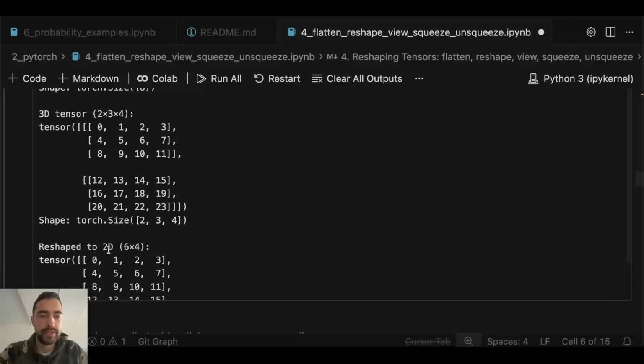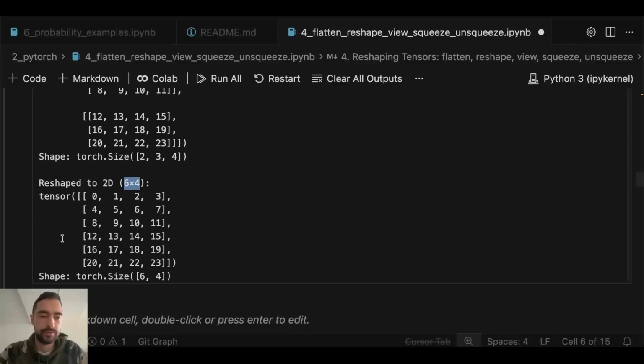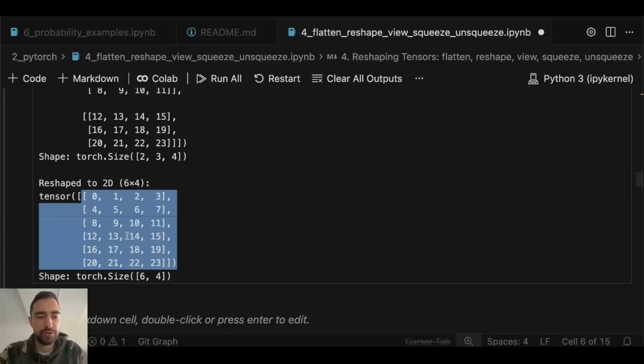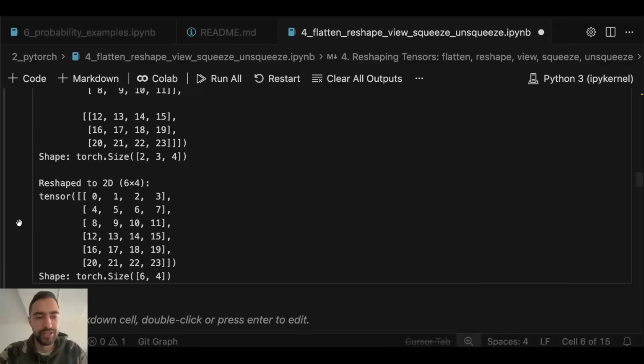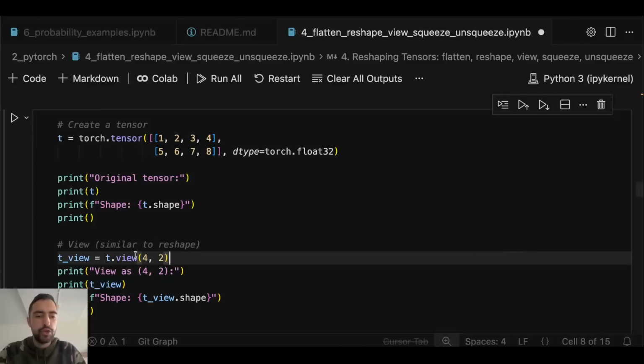So in that case, this 4 will be preserved, and these 2 and 3 will be merged into 6. And you see that you have to have equal number of elements at the end. So 2 times 3 times 4 must be equal to 6 times 4. So you can play with this and try to understand what's happening and how it works if you change it a little bit. Now there is also view, which is similar to reshape, but I'll show the difference.